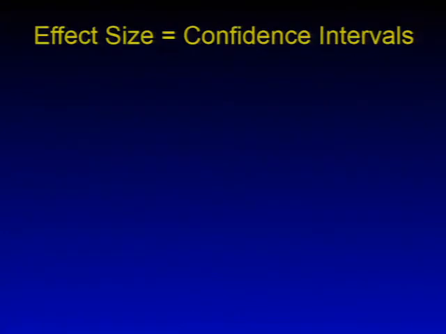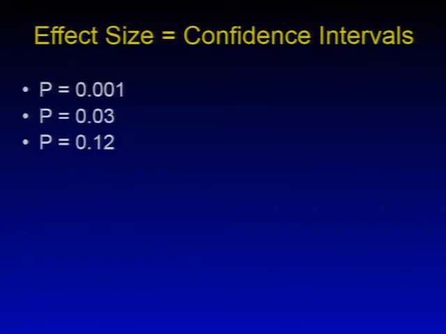Now, another way to talk about effect size and to talk about whether or not your data is significant is to look at confidence intervals. And this is one of the keywords that the board wants us to address. So let's pretend we're looking at 3 different p-values. These are presented in a study. And you have a value of 0.001, you have a value of 0.03, and you have a value of 0.12.